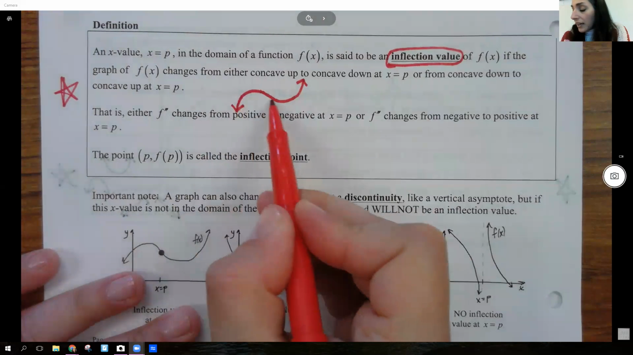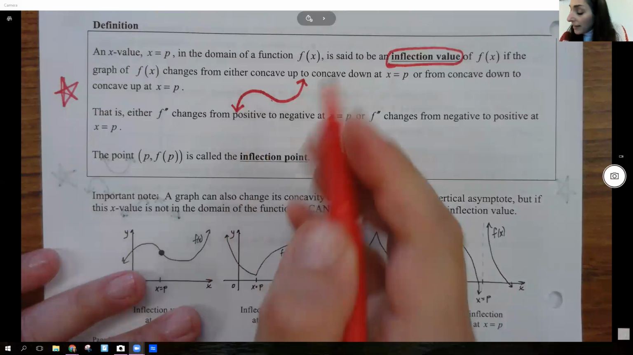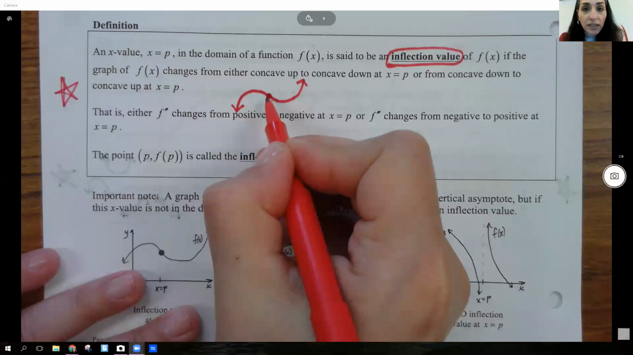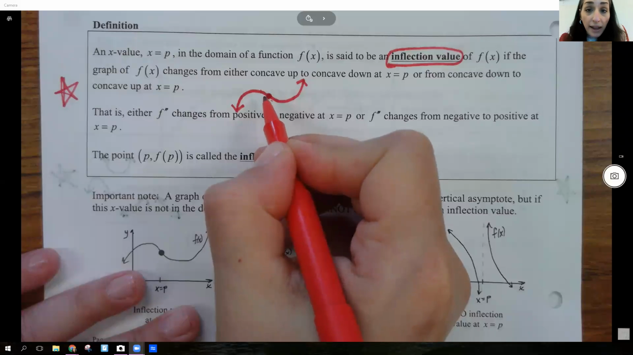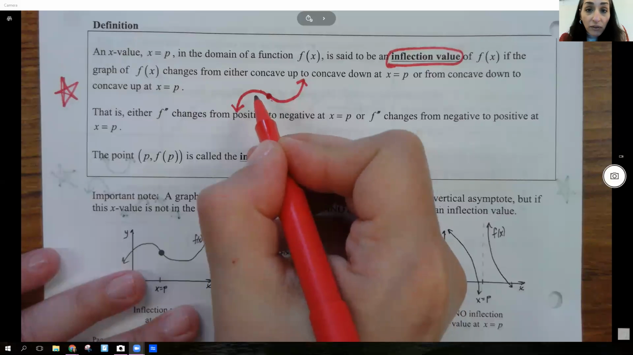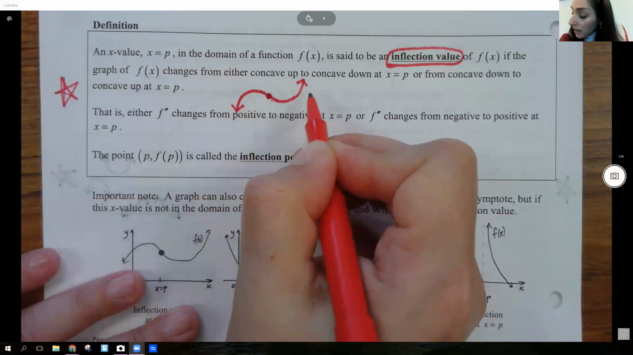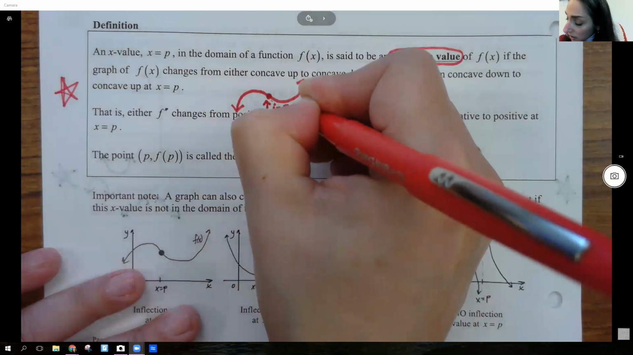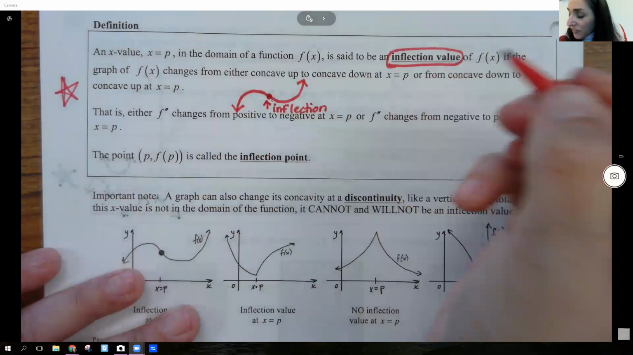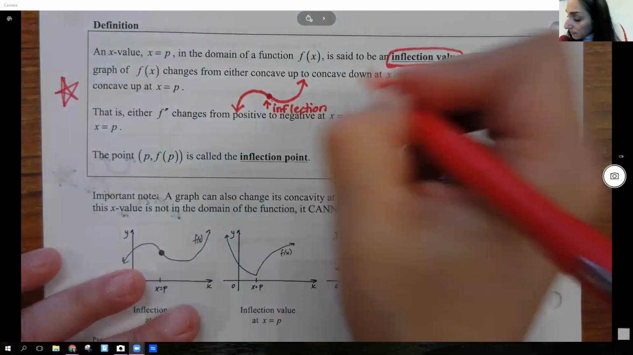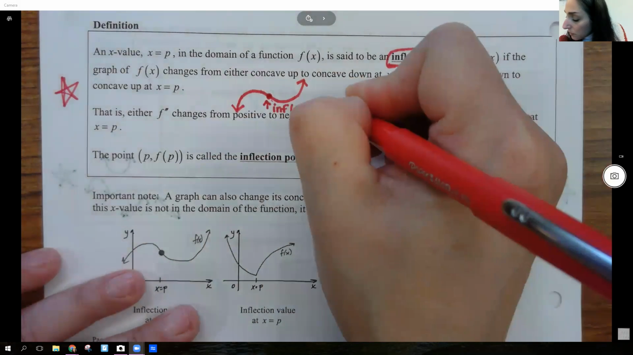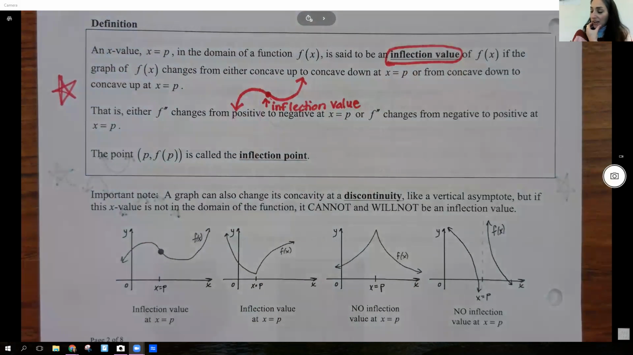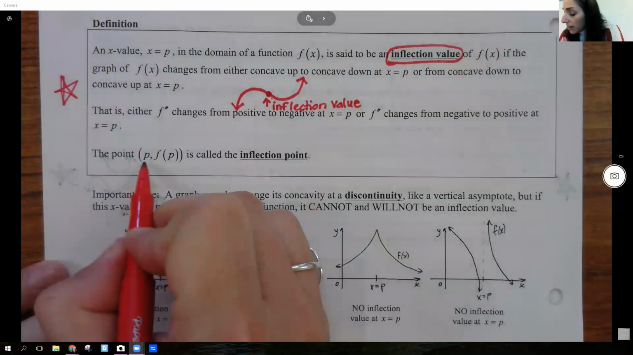So right here, you're concave down. And then somewhere in the middle, this curve decides to change its mind and go from concave down to concave up. That spot right there is called an inflection point or inflection value, either one. I guess to stick with consistency, I should say inflection value. I guess down here, he actually says point.